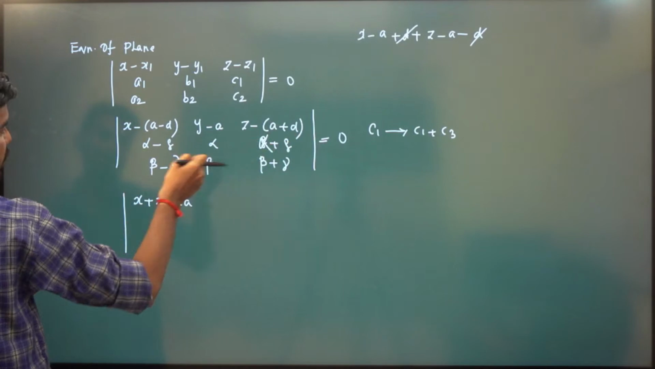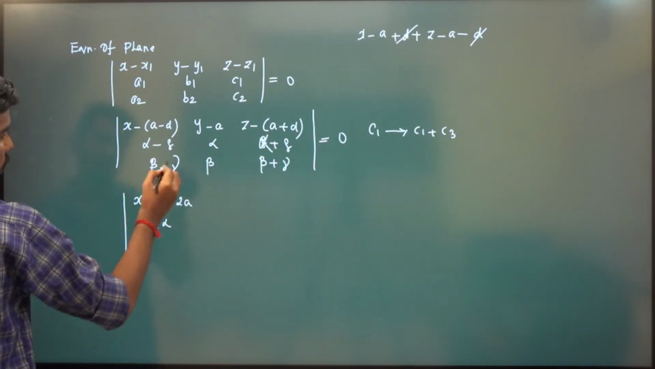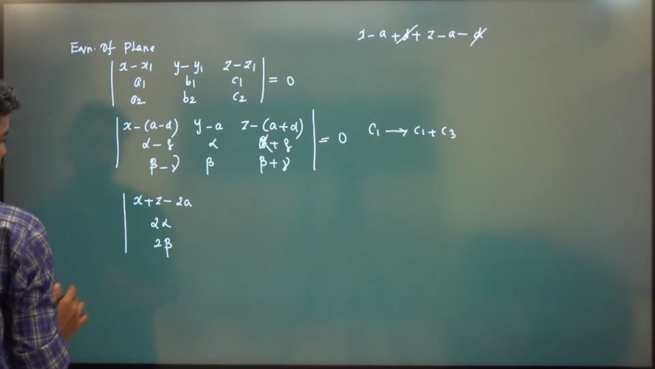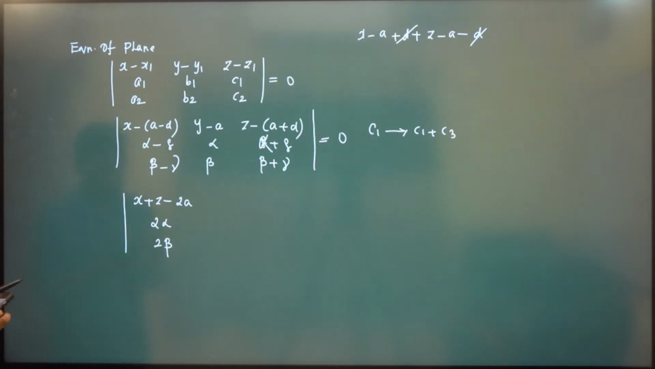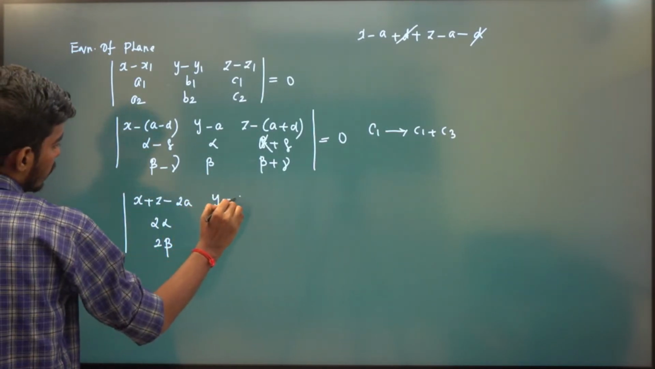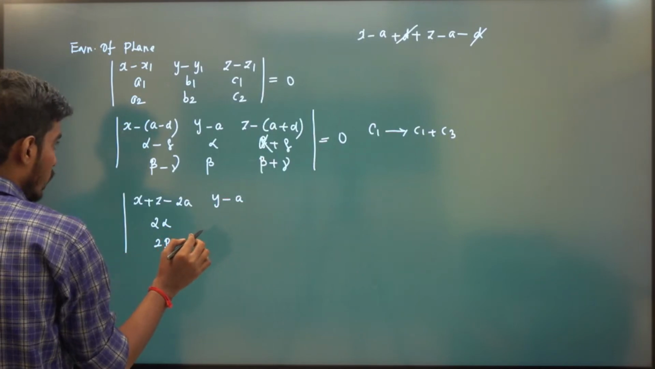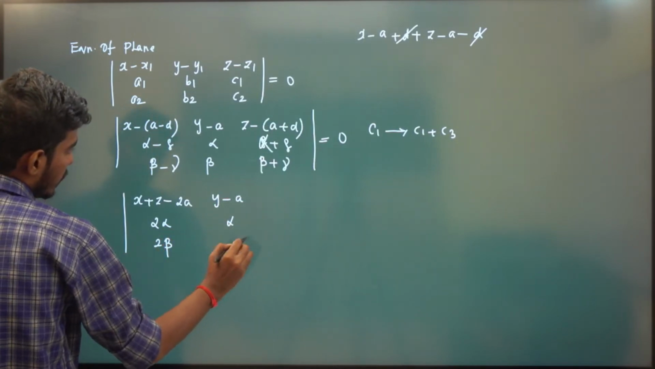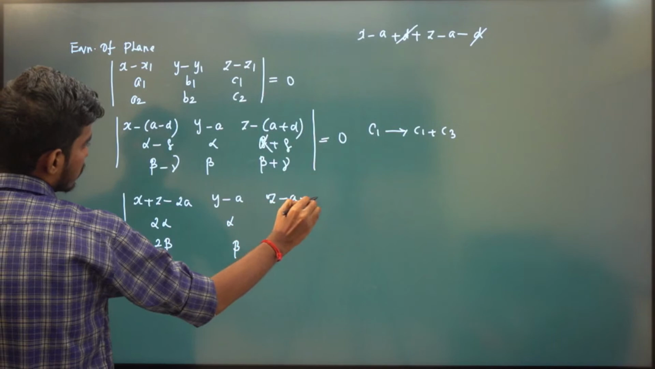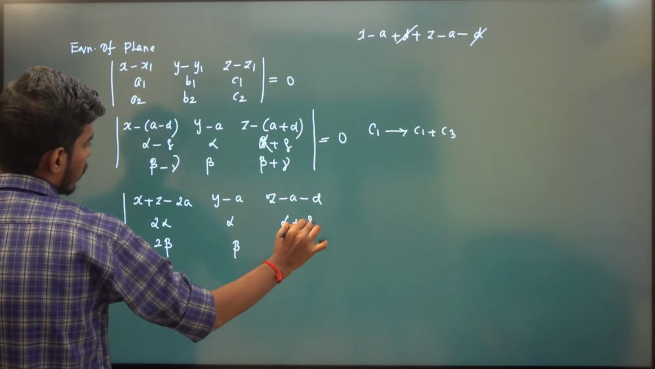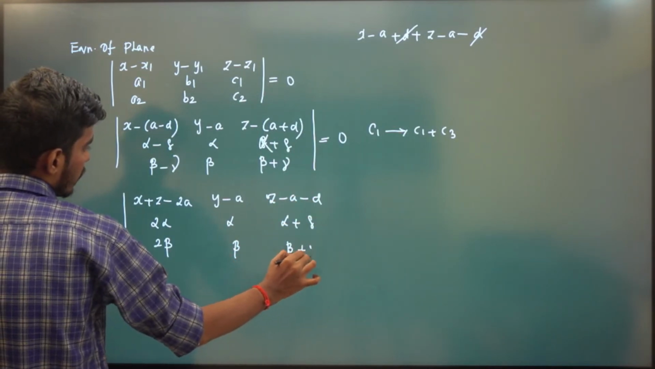Column 1 plus delta, delta will get cancelled. So we will have 2 alpha. Gamma, gamma will get cancelled. So we will have 2 beta. So we will have x plus z minus 2a. Let us keep this as it is. y minus a, alpha, beta, z minus a minus d, alpha plus delta, beta plus gamma.